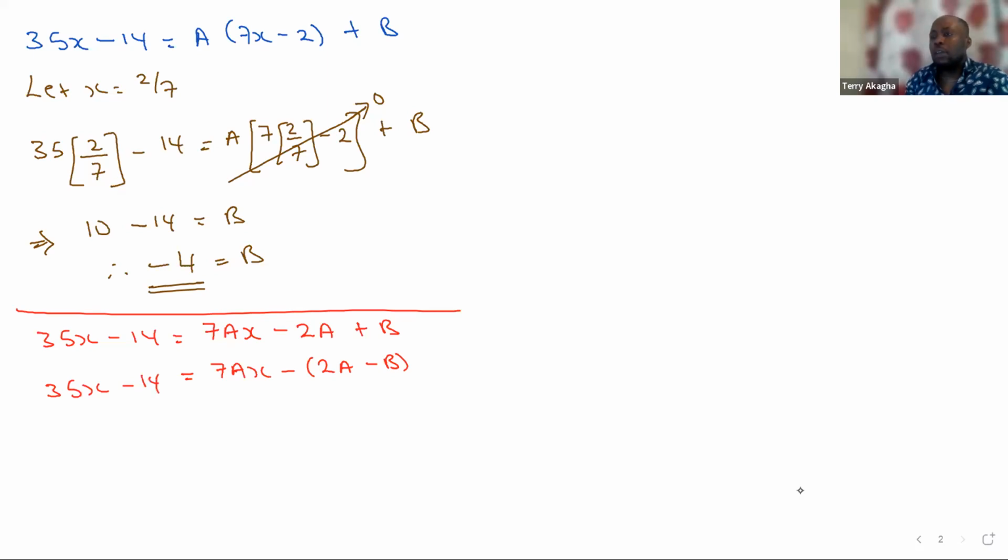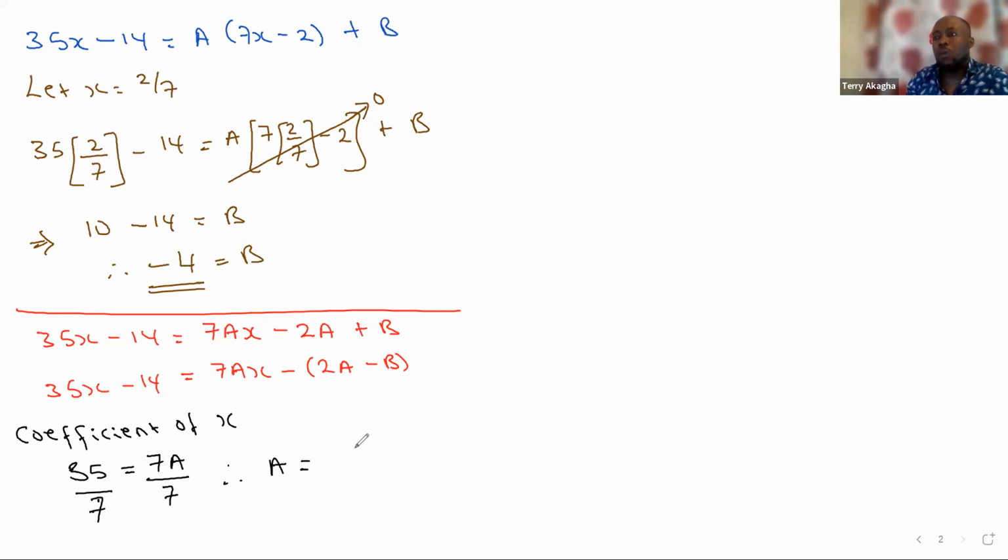So what do you now do next? Then for this to be equal to this, so that means 35. So we'll first start with the coefficient of x. Okay, coefficient of x. So that means 35, the coefficient of x, will be equal to 7a. Can you see? So therefore, you divide both sides by 7. So therefore, a is going to be equal to what? 5. And that will be the answer for that.